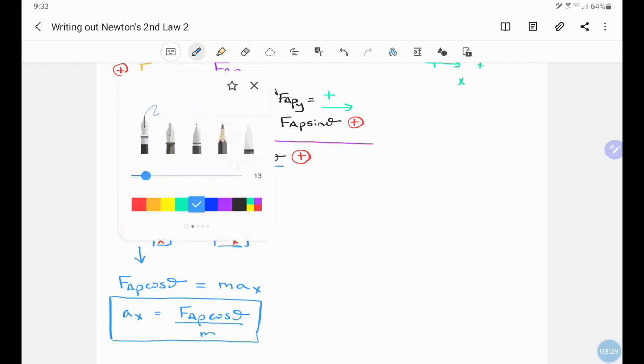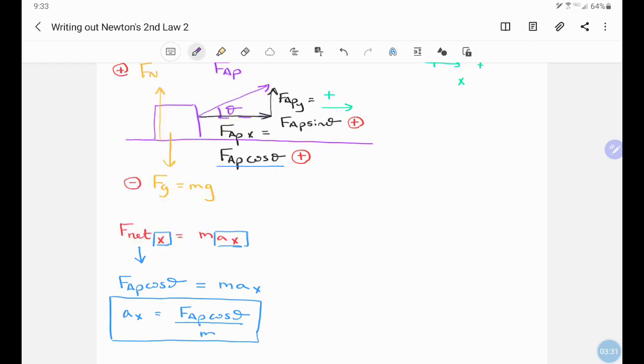From there, let's look at F net in the y direction. The reason that we write out F net in the y direction, and I want us to get into the habit of doing that every time, is because when we talk about friction, friction depends on the normal force, and I can't get at the normal force without knowing F net in the y direction. So I'm going to start here. I'm going to get in the habit of doing this every time so that when we get to a problem where it really matters, we know how to do it.